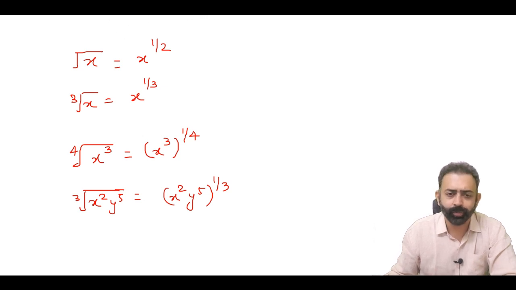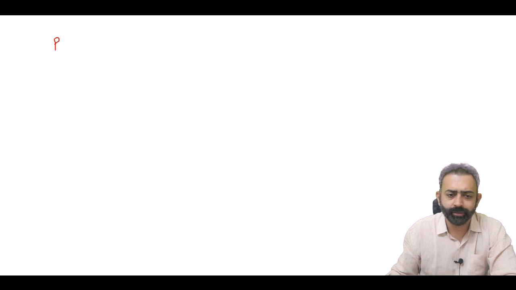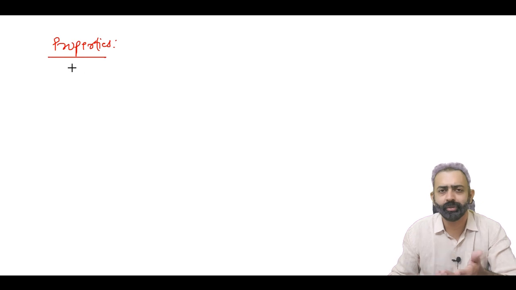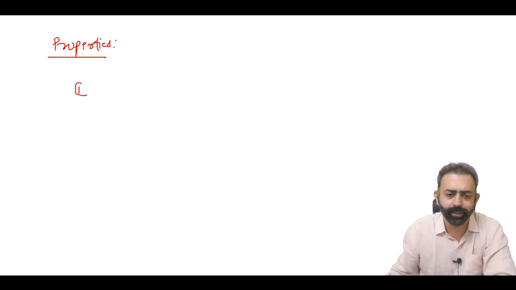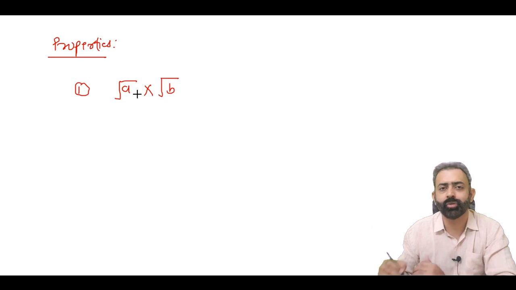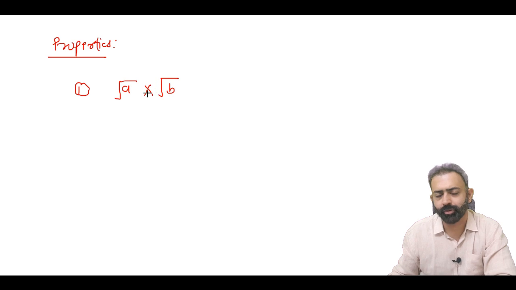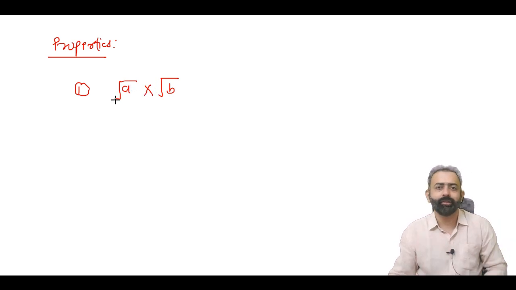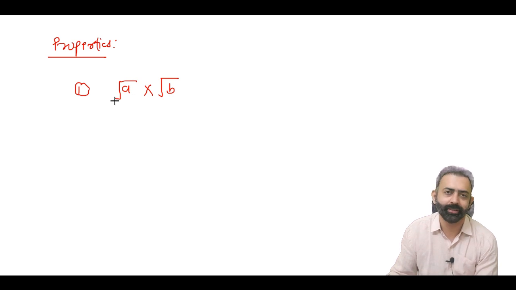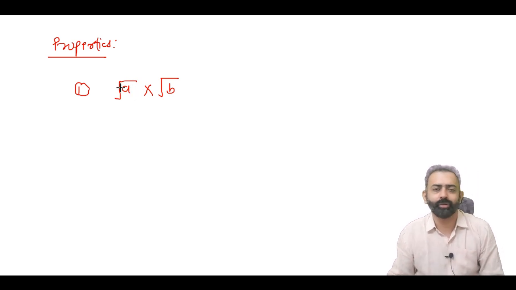There are just two properties that you are going to learn about. So properties, the only two properties that you will be using. The one property is, let's suppose there is a number written as square root of a and this is multiplied by another number, square root of b, and this is valid for cube roots also. These two roots must be the same, whether it is a square root or cube root or whatever it is.